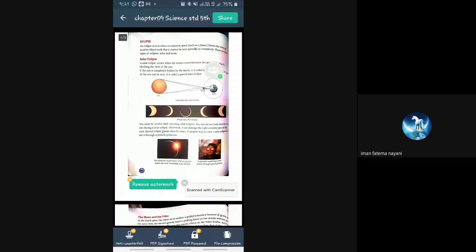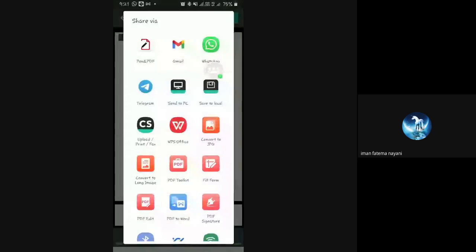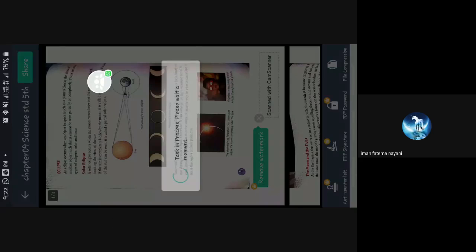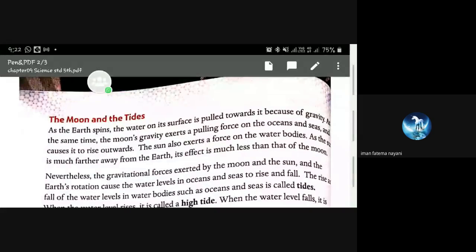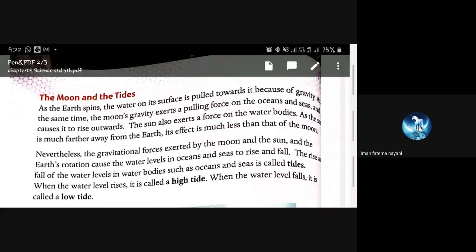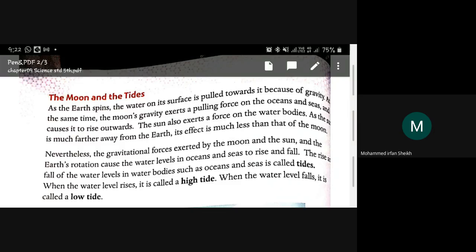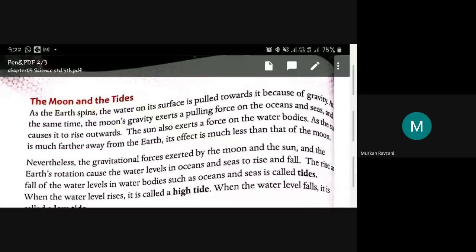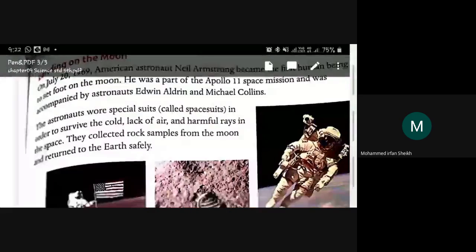Ma'am, the page number is 100, this one, Eclipse. Ma'am, can I read? Mary, start reading the first paragraph. Okay, let me just check the moon and the tides. Wait a minute, beta, I'm facing some problems.